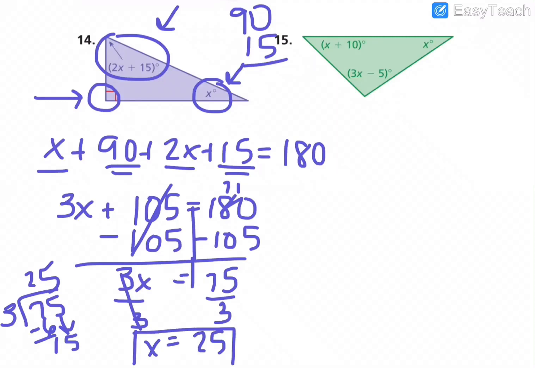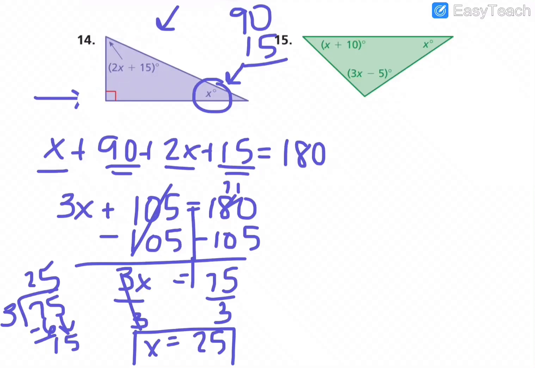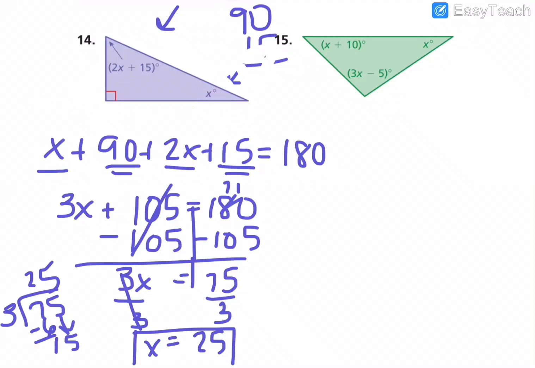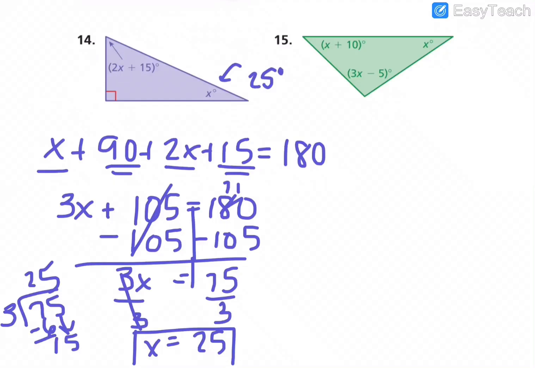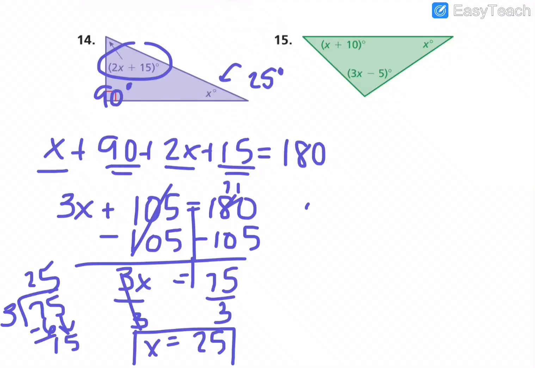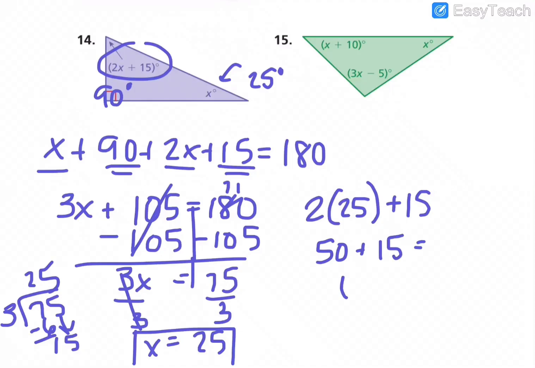I know how I feel about this. We talked about this briefly. I don't agree with your book that that's where you should stop because all you have found was x. If they ask you to find x, then great, you're done. But if they ask you to find the angle measures, you're not done. You have found this one because this one is x. So that's 25 degrees. This one's already done. That's 90 degrees, but you would still have to figure out what this one is. So you would be doing 2 times 25 plus 15. So 50 plus 15, which equals 65.